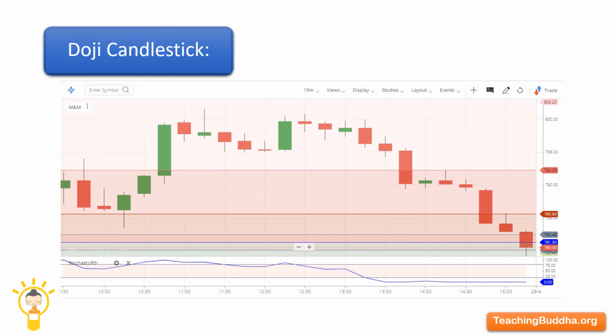This is M&M chart, Mahindra and Mahindra. This was on 28th April 2021. Here also you can see the trend is in overbought zone for a while. I think market has given a couple of signals on trend reversal towards downtrend.